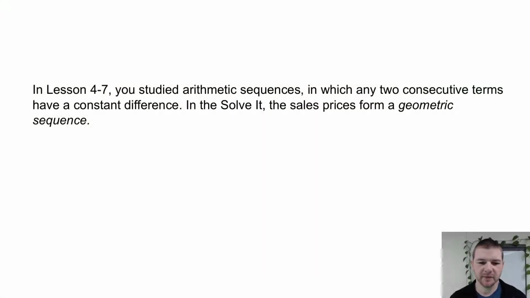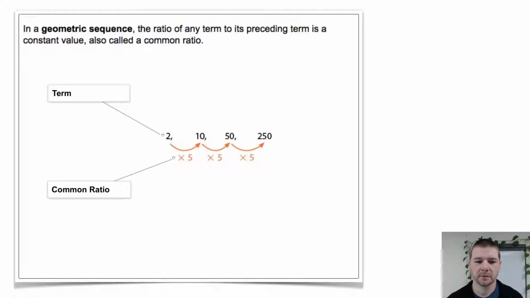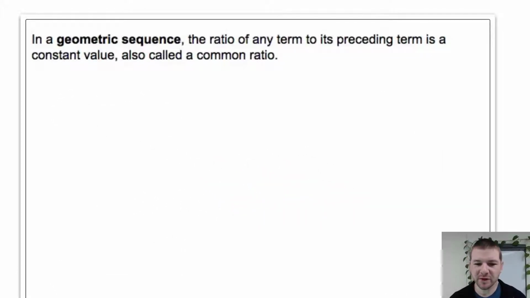In Lesson 4.7, you studied arithmetic sequences, in which any two consecutive terms have a constant difference. In the Solve It, the sales prices form a geometric sequence. In a geometric sequence, the ratio of any term to its preceding term is a constant value, also called a common ratio.